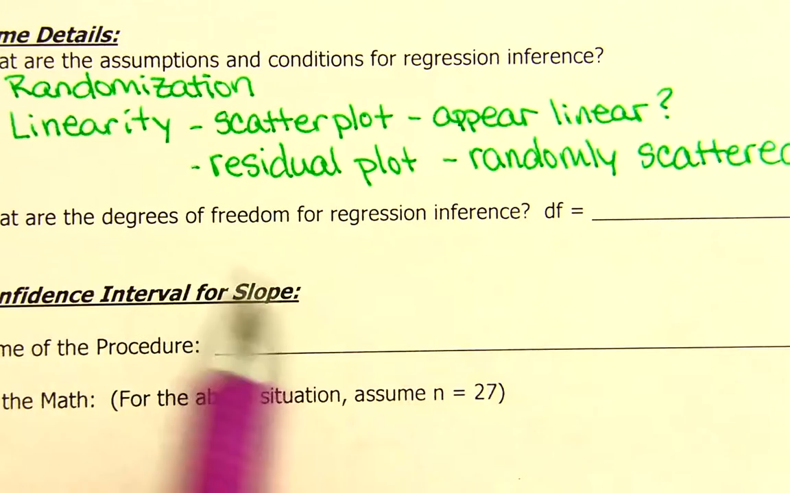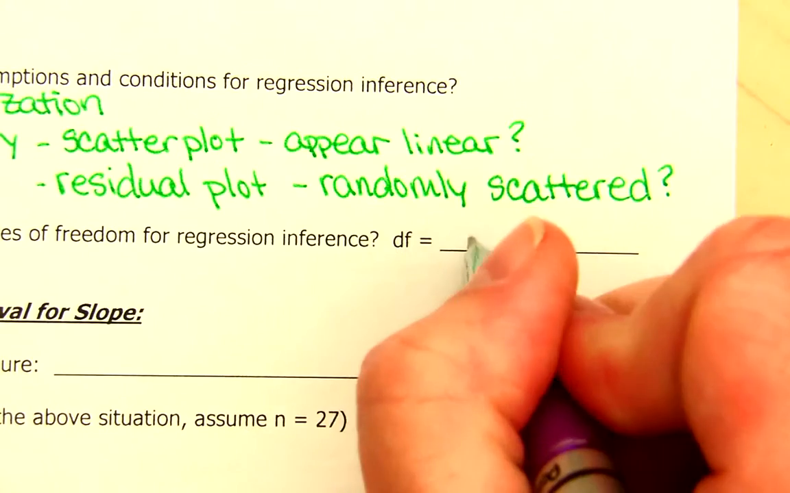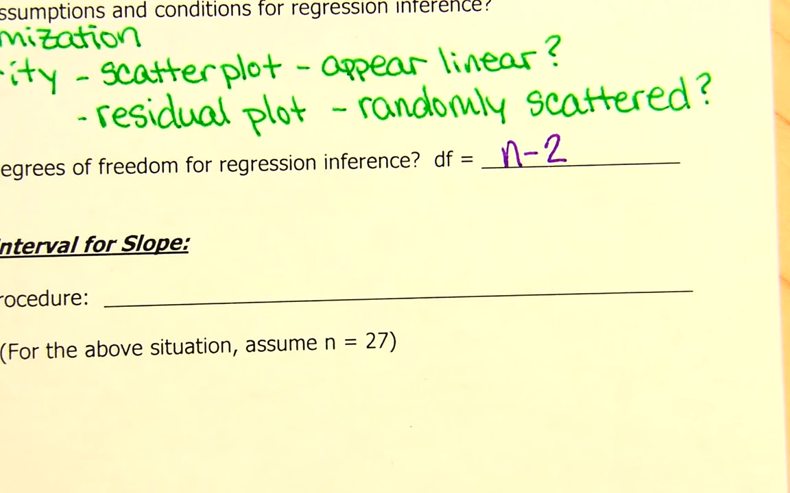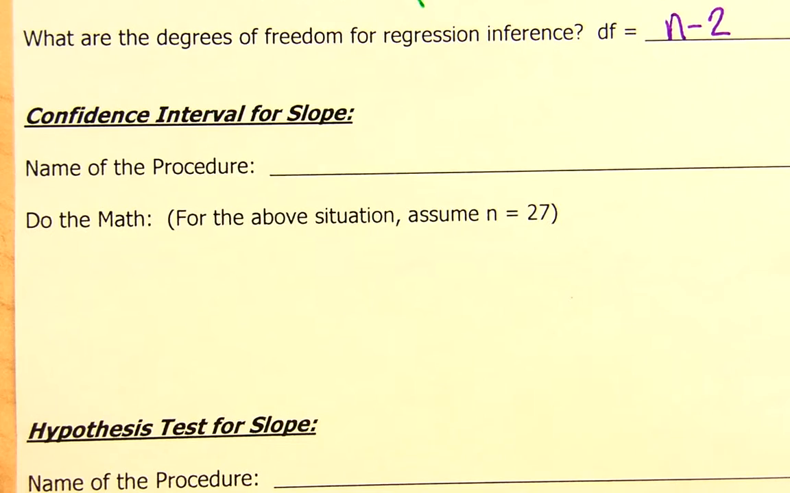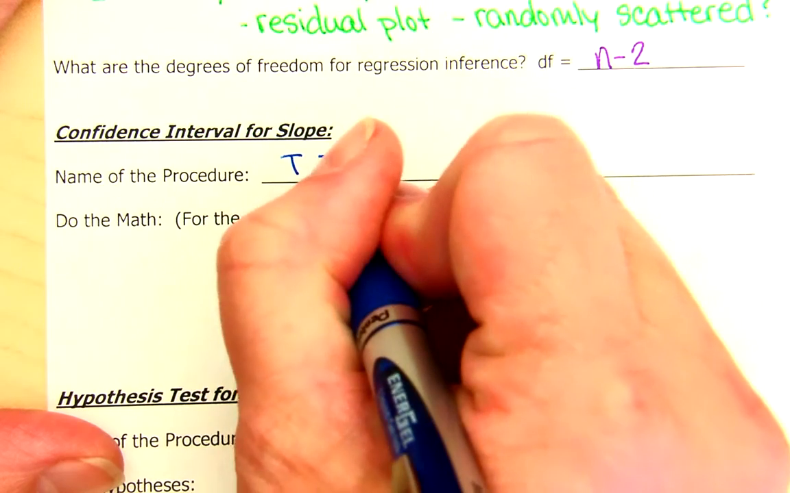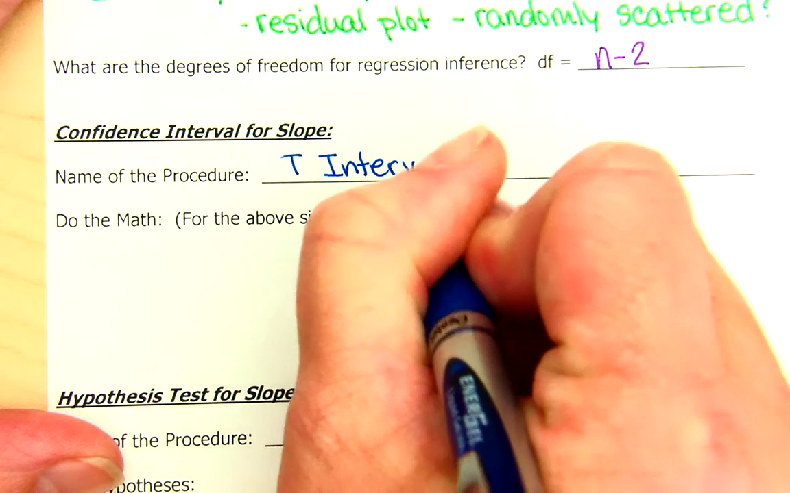For degrees of freedom, it is going to be n minus 2. This is a little different. Since we have bivariate data, we have 2 variables, we subtract 2. You looked before at just univariate data, so we just had 1 variable, so we subtracted 1. Now we have 2 variables, so we subtract 2. If we are doing a confidence interval, the name of the procedure will be a t-interval for slope.